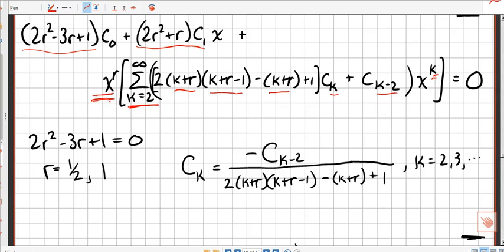Okay, so we already knew that r was a half and 1, but here's, once again, you can get it this way also. So 2r squared minus 3r plus 1 equals 0, and that'll give us r as a half and r as 1. And we get the expression for the c sub k term is going to equal negative c sub k minus 2 over this complicated expression, and that's for k equals 2, 3, and on and on and on. So c sub 0 and c sub 1, at this point, we don't have any real sense of what those values are going to equal.